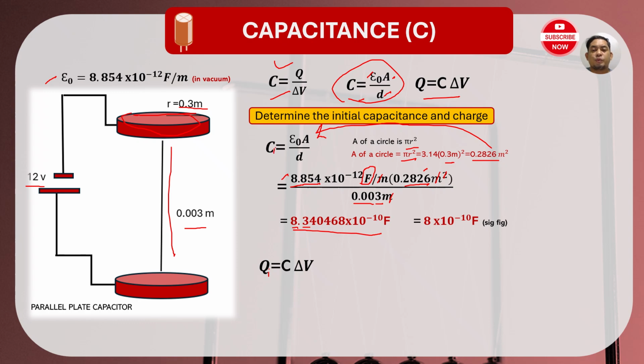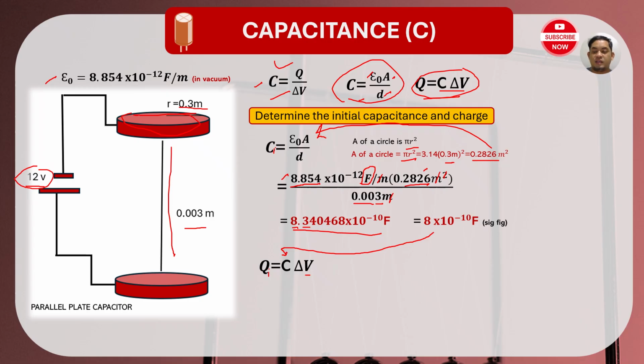We will be using this formula because it's easier than this. We can just multiply capacitance and the voltage. In our figure, we have 12 volts. That will be the value of V, or volts, in our equation. And for the capacitance here, we will just be using the sig fig value.